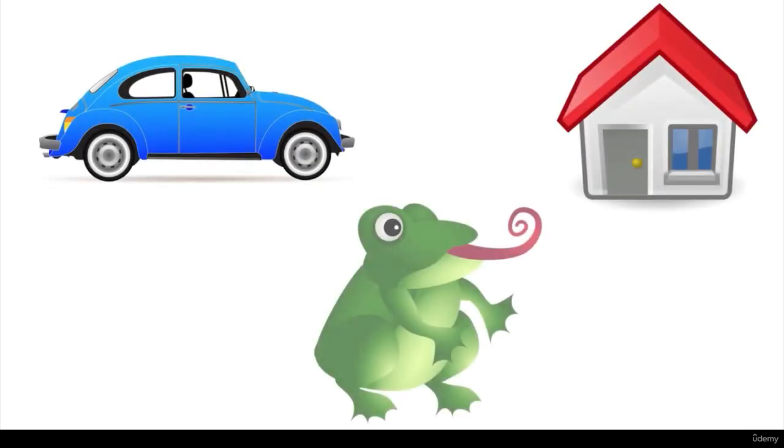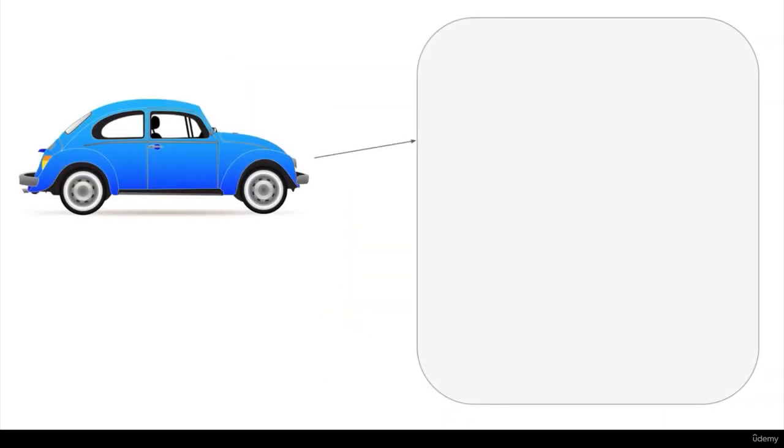Let me give you an example. A car is an object, and also a home is an object, and an animal is an object. Every one of these objects has specific properties and specific methods. Let me tell you about the car. What do you think about the car? The car has properties. What properties could this car have?